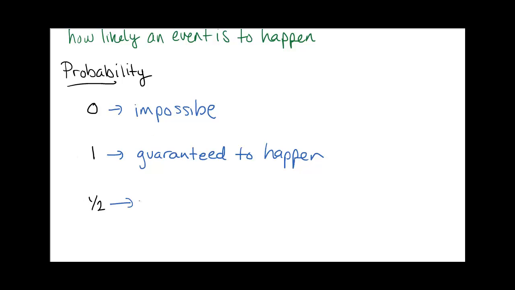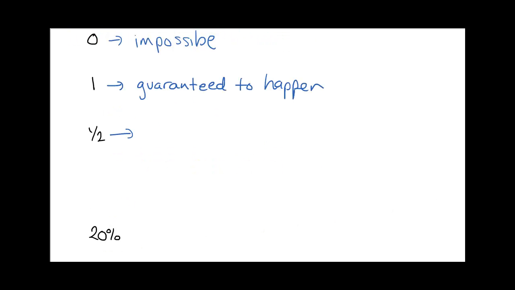So a probability of 1/2, for example, if we were flipping a coin, there's a probability of 1/2 that you get heads, probability of 1/2 that you get tails. We can also have probabilities represented by percentages, so we might hear a 20% probability of rain, for example, and these are just matching up to their corresponding fractions, so 20 out of 100, or in this case, 1/5.